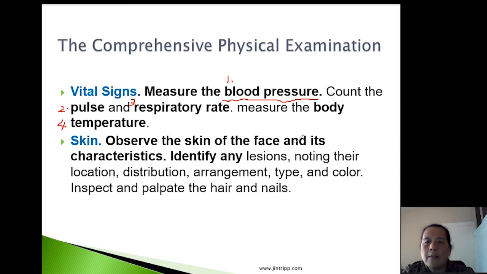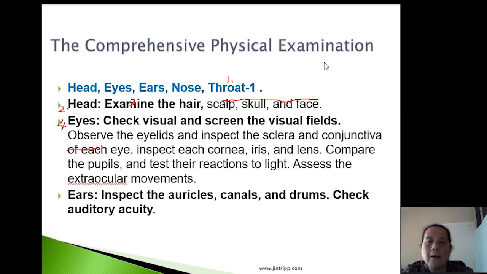Then for the examinations, we start from the skin, all over the skin. If there is some skin rash or damage, what's the color, and what about the hair and the nails. We're still talking about the detail later. We just get some basic idea here.